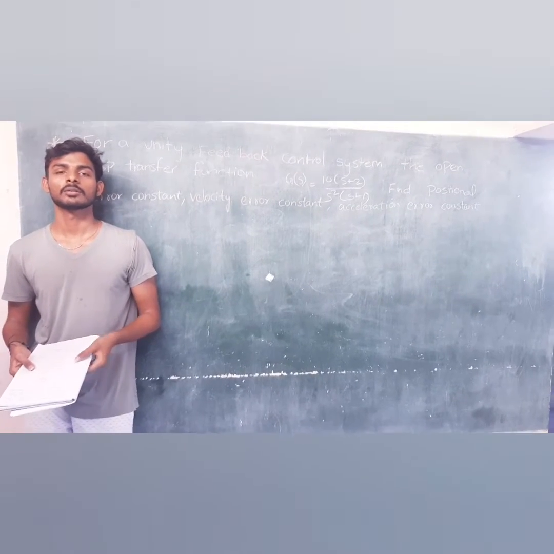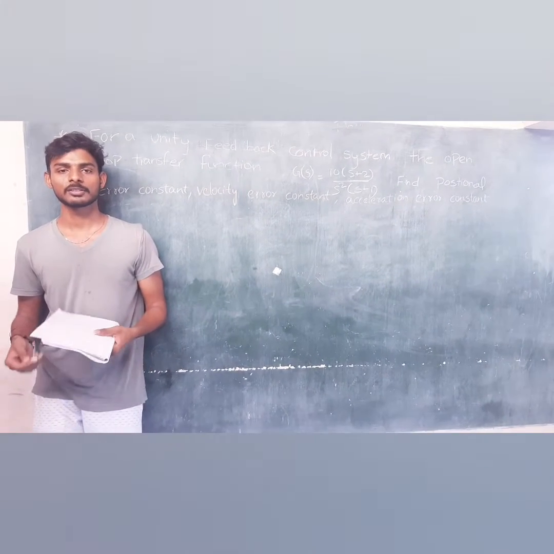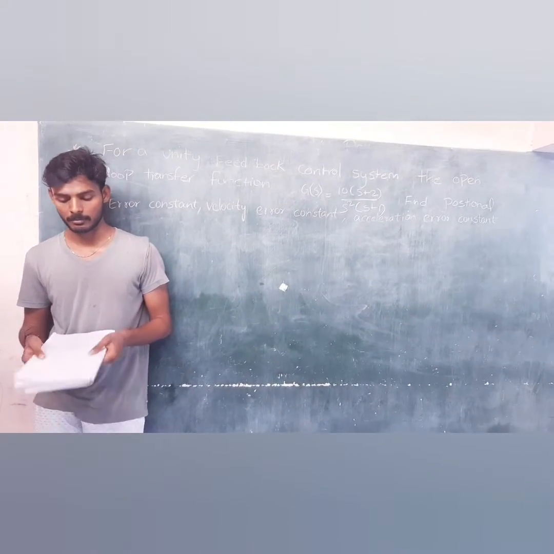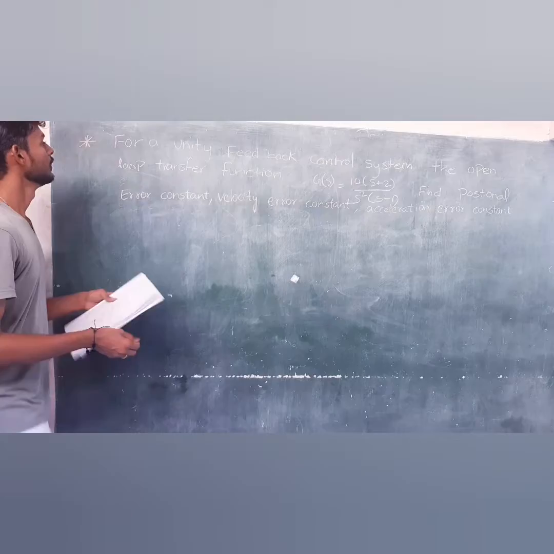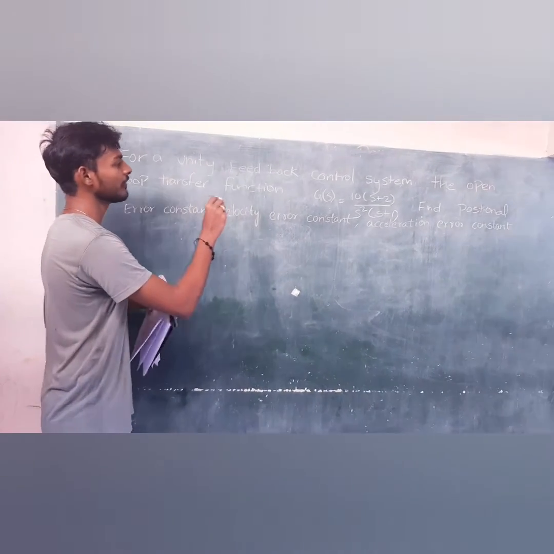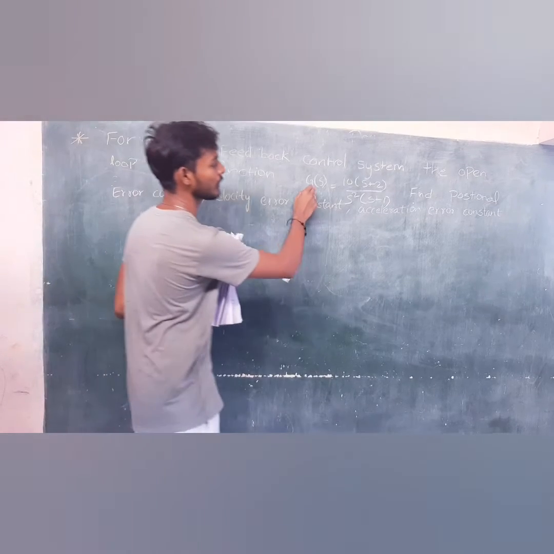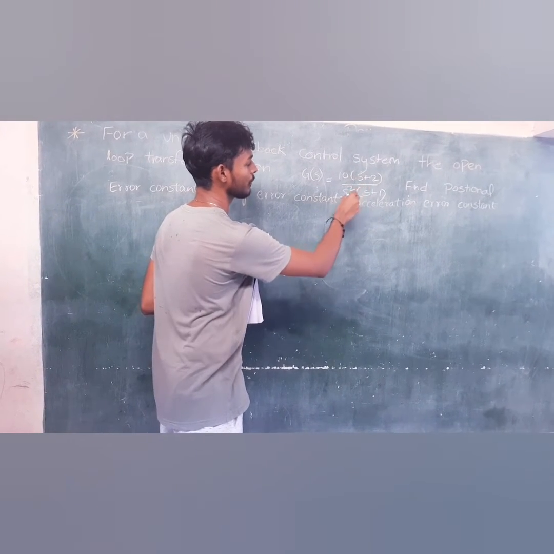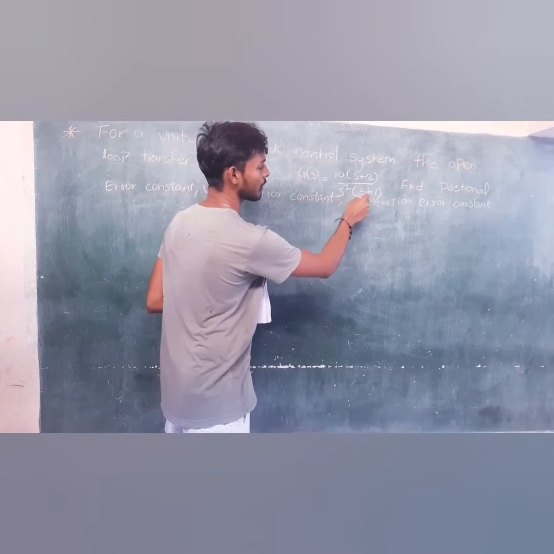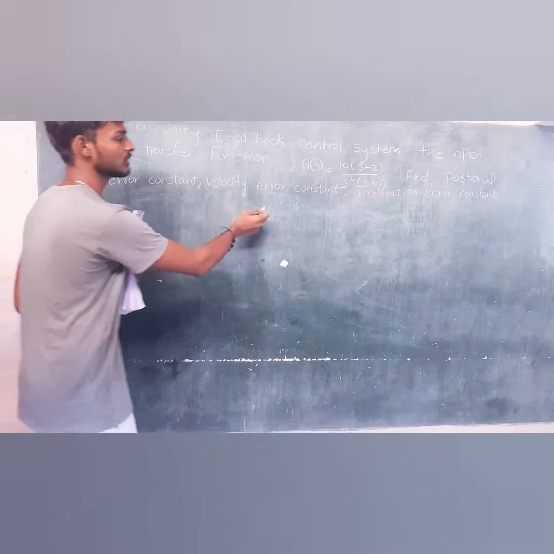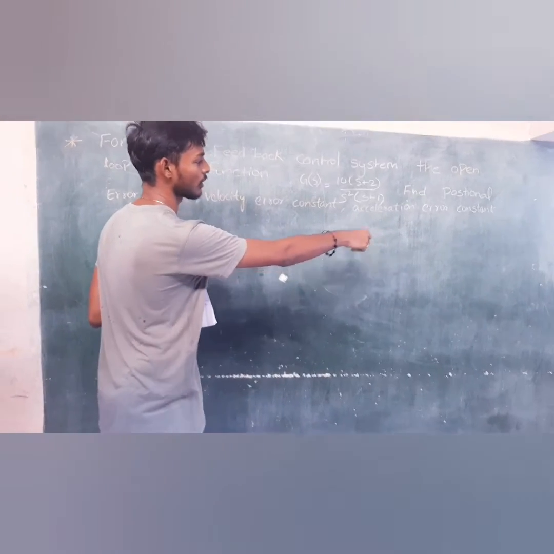In previous videos, we already discussed first order systems and second order systems. Now we are going to solve some of these problems. For a unity feedback control system, the open loop transfer function is G(s) = 10(s + 2) / (s²(s + 1)). We have to find the position error constant, velocity error constant, and acceleration error constant.